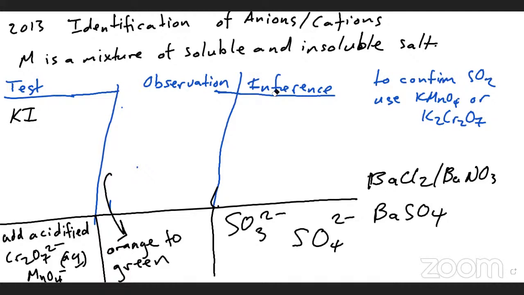Once lead is present, you will get a yellow precipitate as your observation. Anytime you see potassium iodide, you are using it to test for lead. So if you use KI and they told you that you got a yellow precipitate, you should know that Pb2+ is present. So KI is used to test for lead.